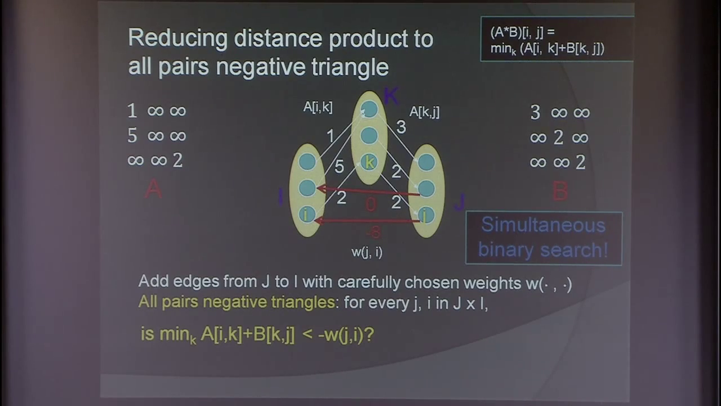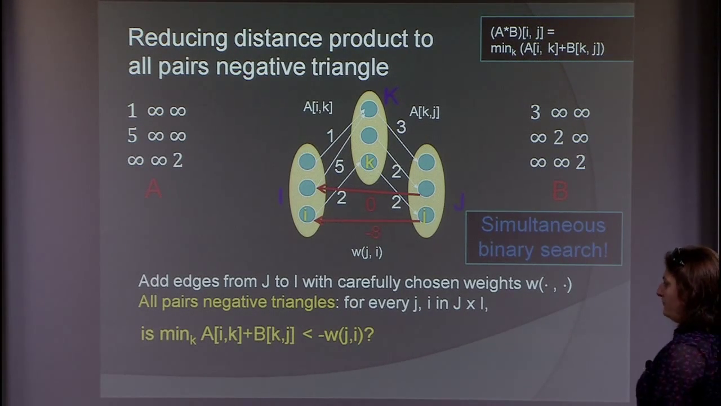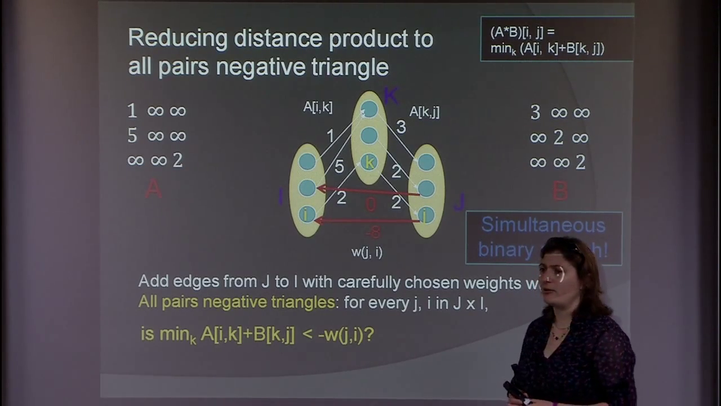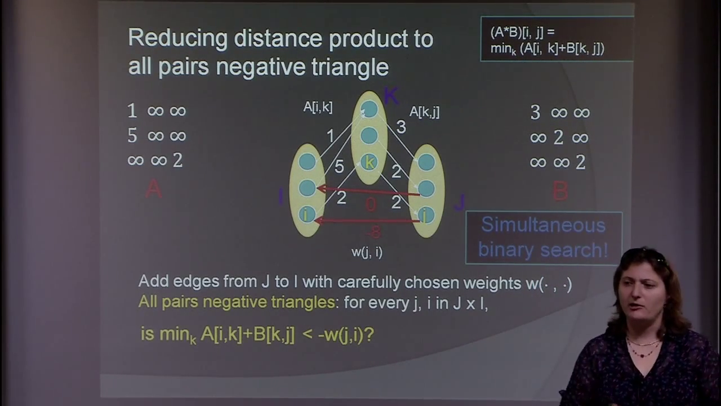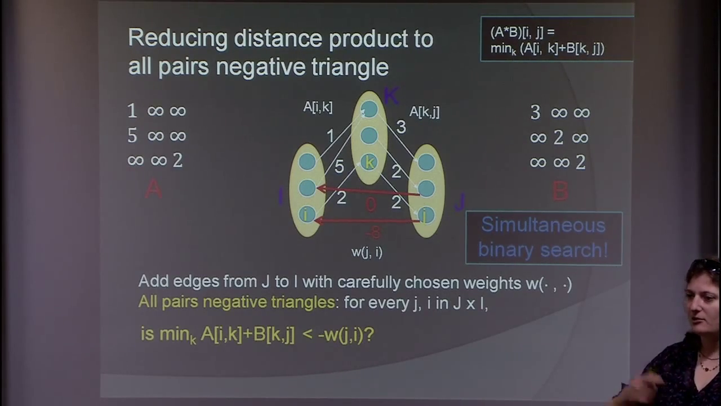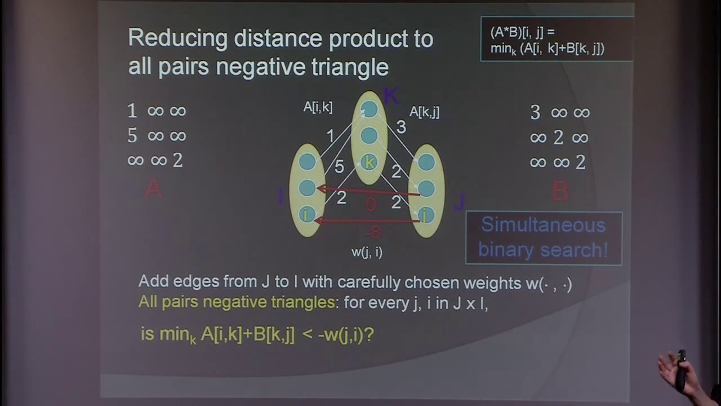So, yeah. What do you assume about the output of the all pairs negative triangles? It tells me a bit. For each ij pair, it tells me is there a negative triangle between i and j, including ij or not. So it gives me a Boolean matrix. So that's the output.